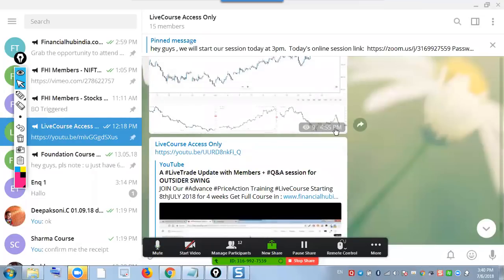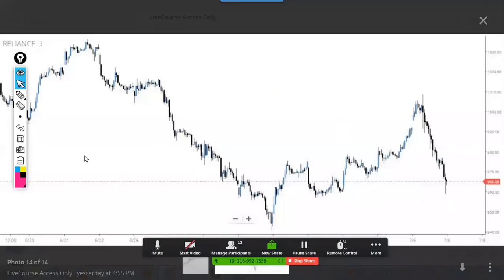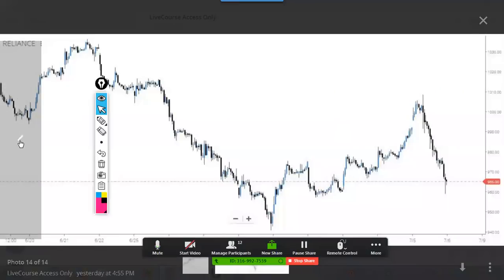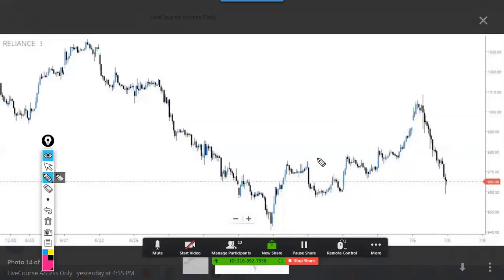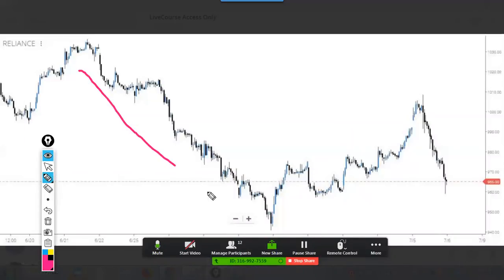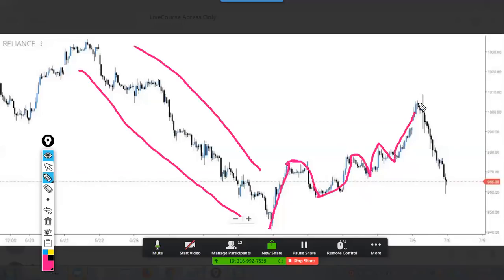I think there's the last one. So the trend was down in here and then a big push back up. Okay. Then overall price coming back down here. Then up, down, up, down, up.